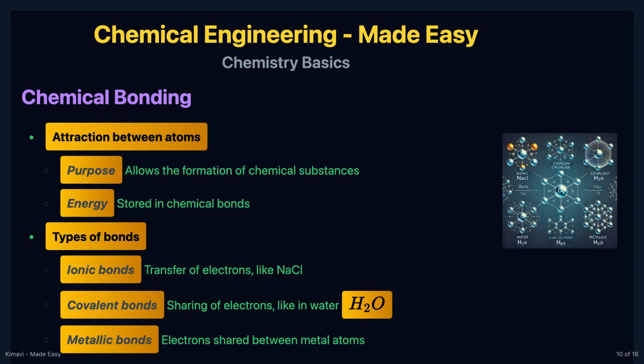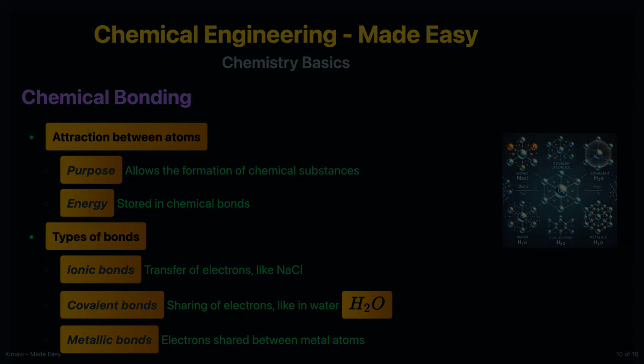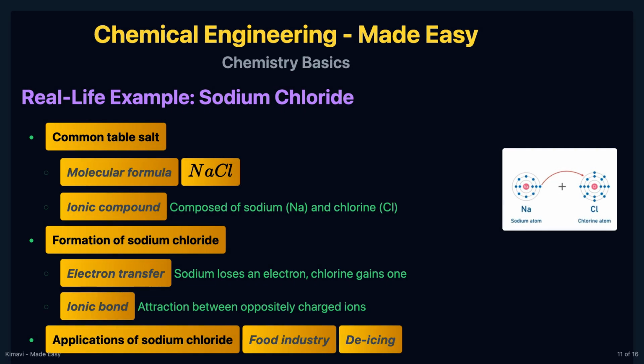Chemical bonding involves the attraction between atoms that allows the formation of chemical substances. The main types of chemical bonds are ionic bonds, formed when electrons are transferred from one atom to another, such as in sodium chloride, NaCl; and covalent bonds, formed when atoms share electrons, such as in water, H2O. Sodium chloride, NaCl, commonly known as table salt, is an ionic compound formed by the transfer of an electron from sodium, Na, to chlorine, Cl, resulting in the formation of Na+ and Cl- ions.